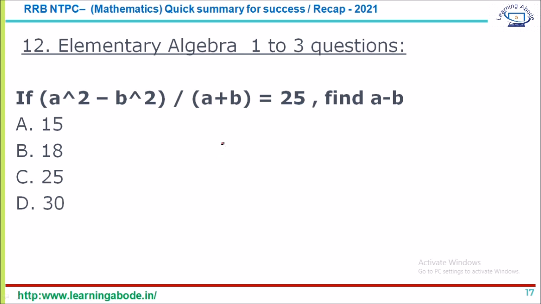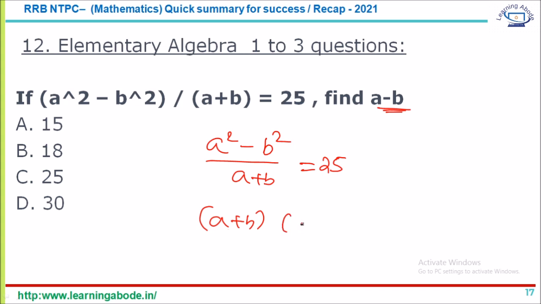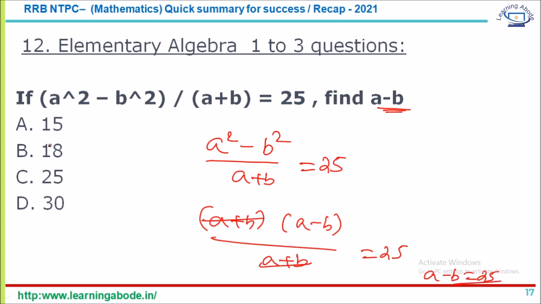So this one: a square minus b square by a plus b equal to 25. What is asked is the value of a minus b. So a square minus b square, we know, is a plus b into a minus b, by a plus b, equal to 25. So a plus b and a plus b get cancelled, which means you are ultimately getting a minus b equal to 25. So the answer is option C, 25.